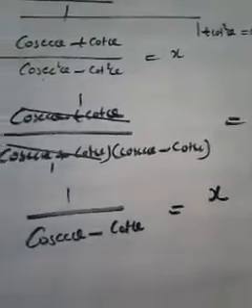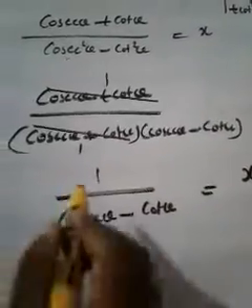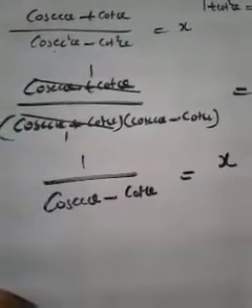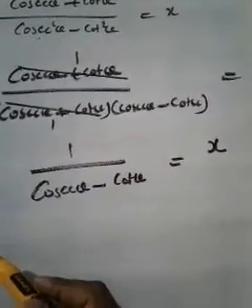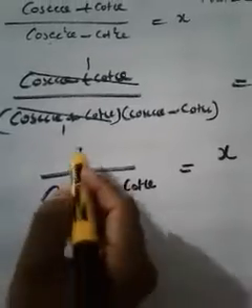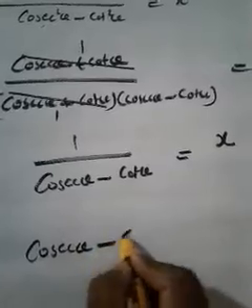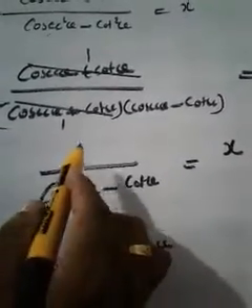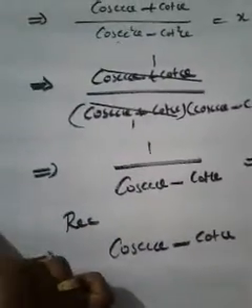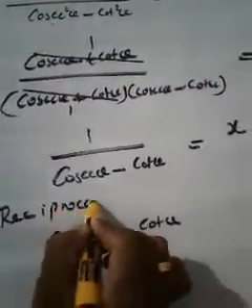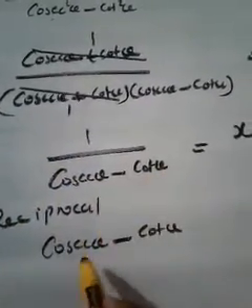What is the question? We have to calculate the value of cosec theta minus cot theta. We got the value of 1 by cosec theta minus cot theta. Then how can we convert this into cosec theta minus cot theta? Just take the reciprocal on both sides. The reciprocal of 1 by cosec theta minus cot theta is cosec theta minus cot theta by 1.